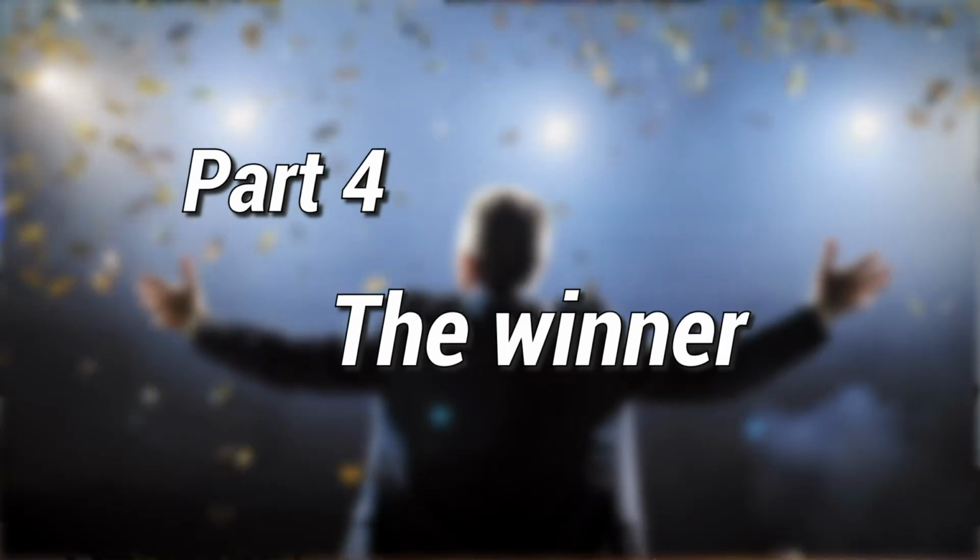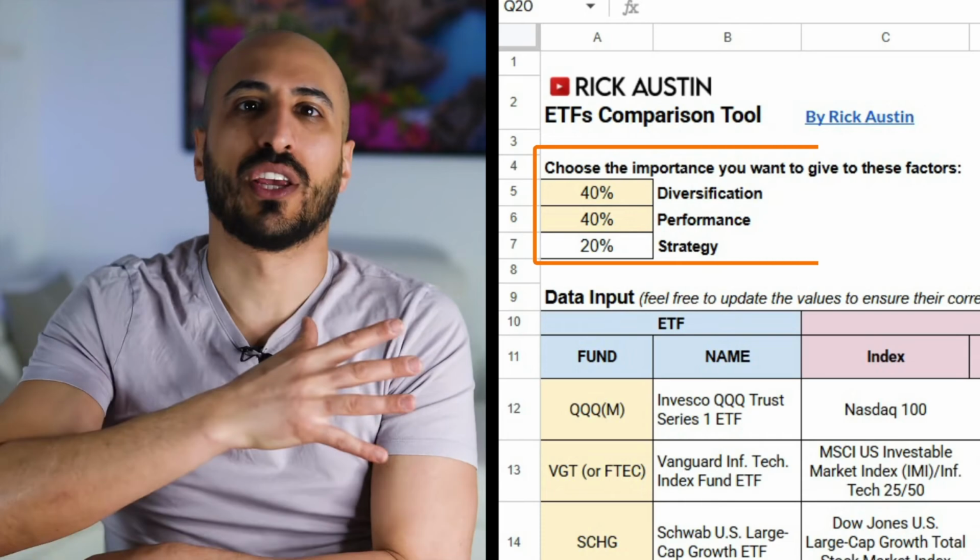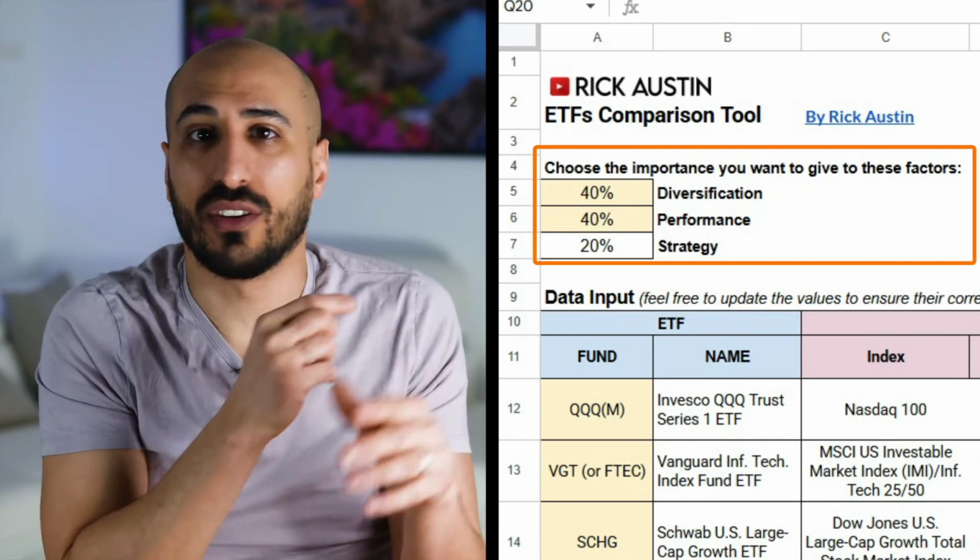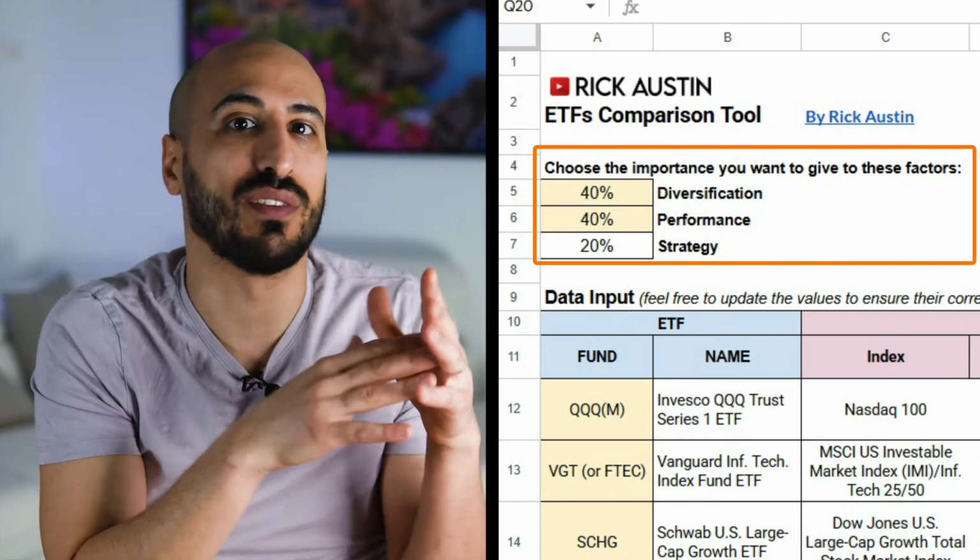Now that we have all the information about the ETFs, we can grade the ETFs and see which one wins. It's important to note that there is not an absolute winner. And this is because every investor gives importance to different factors. For you, for example, past performance could be the most important thing. Another investor, maybe an older or a more conservative one, is less interested in performance and just wants more stability and less volatility. That's why in the table here, I added 3 cells, and you can input here the importance that you give to the 3 factors.